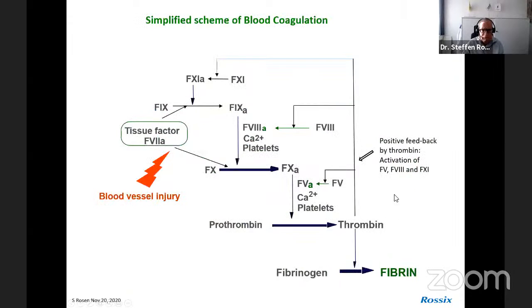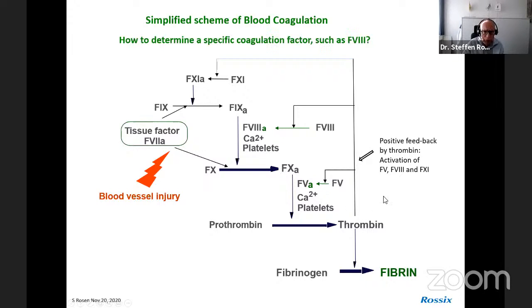So this is a simplified scheme of blood coagulation, and it's believed that coagulation starts by the extrinsic pathway through tissue factor 7A, which generates the first traces of thrombin, and thrombin then activates factor 5, 8, and 11. And then the powerful thrombin generation starts through the intrinsic pathway for generation of 10A.